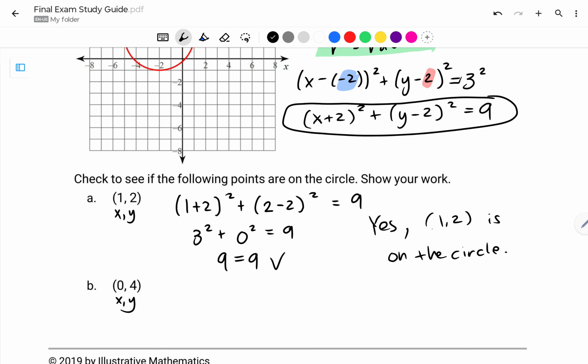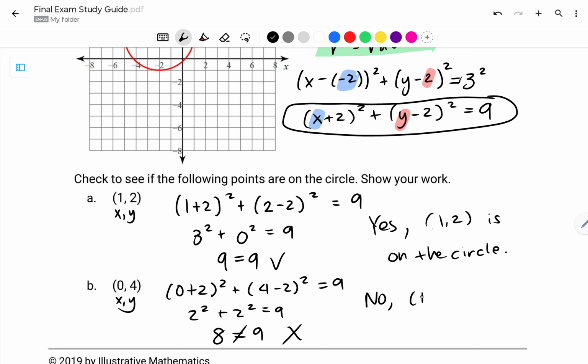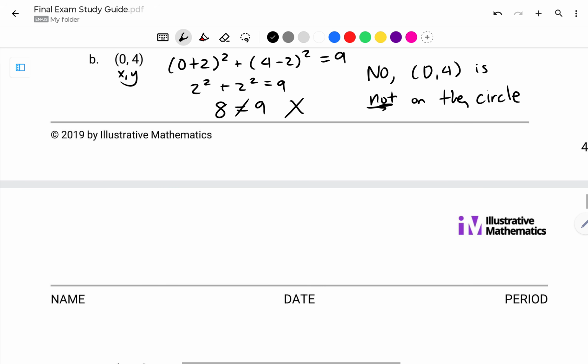Let's check the next one. Again, this is my x, this is my y. I'm just plugging those points in here and here. So (0 plus 2) squared plus (4 minus 2) squared. Is that equal to 9? 0 plus 2 is 2. 4 minus 2 is 2 again. 2 squared is 4. 2 squared is 4. 4 plus 4, that's 8. That does not equal 9, so no. (0, 4) is not on the circle. Okay. Let's keep going.